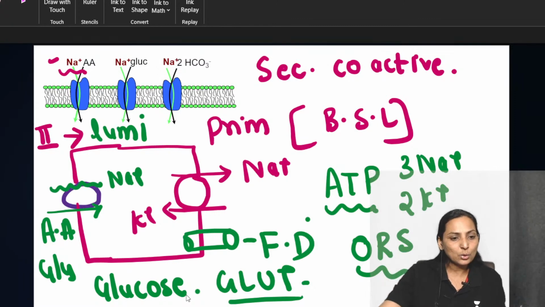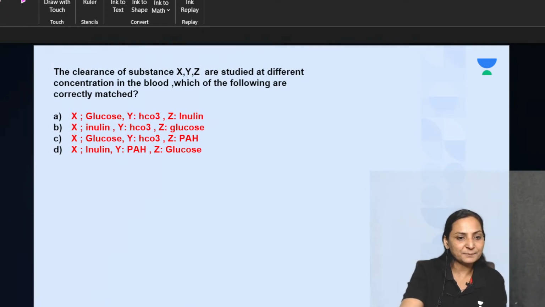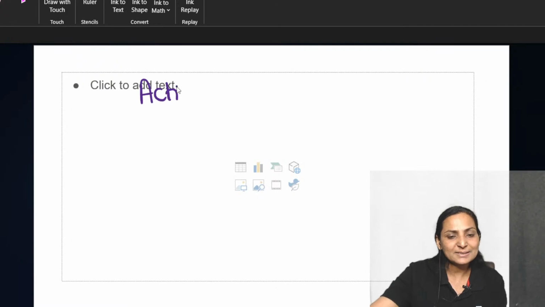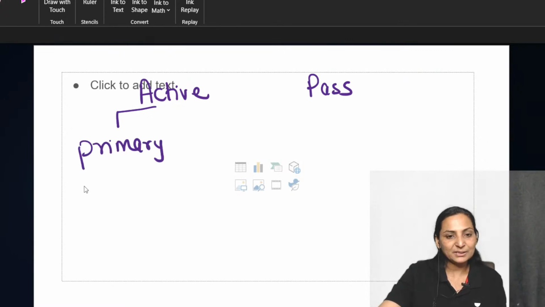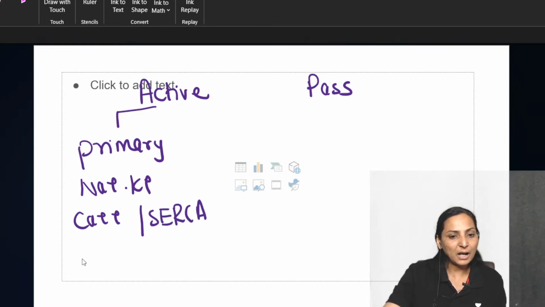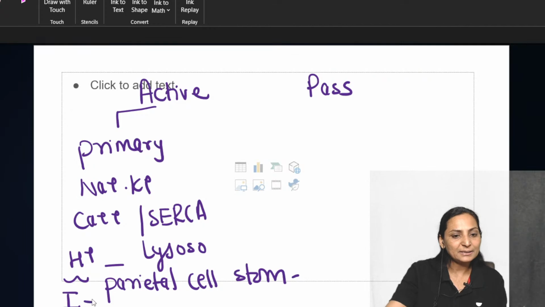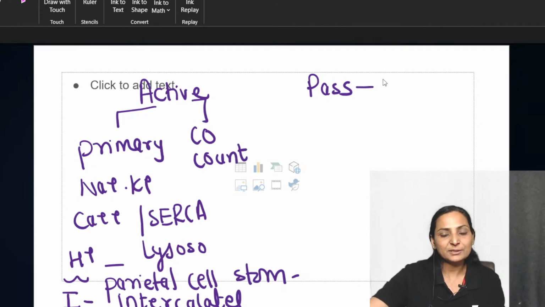So just in one slide, if I have to sum up the entire transport mechanisms, if I have to give you one slide and you tell me, ma'am, please summarize the various transport mechanisms, you can summarize them as active and passive. Active is your primary. Please remember that primary is not only the sodium potassium pump, but also the calcium ATPase pump, that is the SERCA, and even the hydrogen ATPase pump, which is present in the lysosomes, in the parietal cells of stomach, and also in the intercalated cells of kidney. Secondary will be your various co-transports and counter transports.